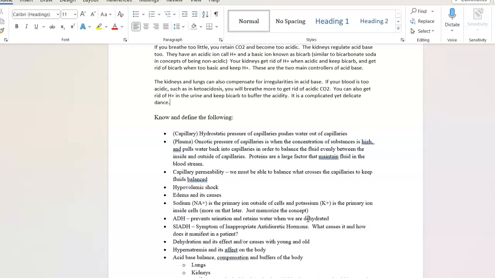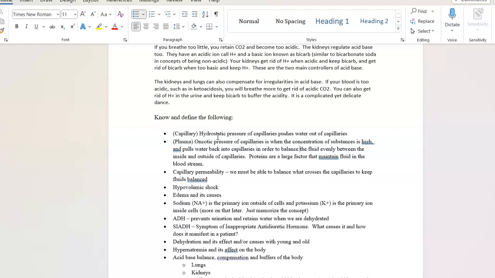Okay. So know and define the following. We touched upon this a little bit. Hydrostatic pressure of the capillaries pushes that water out. Oncotic pressure means there is more solute. Okay, so if you have more solute in a substance, you'll draw more water into there. Okay, so if you have a higher oncotic pressure in the capillaries, you'll draw substances back in. Okay. And proteins are a huge factor with that.